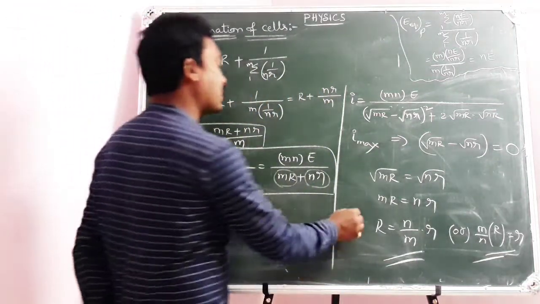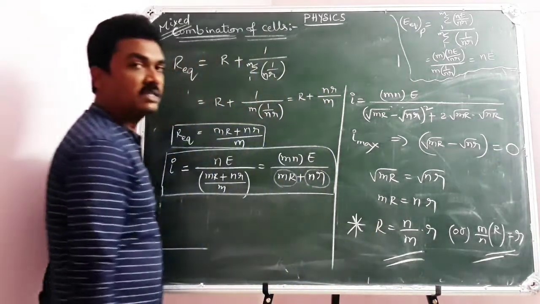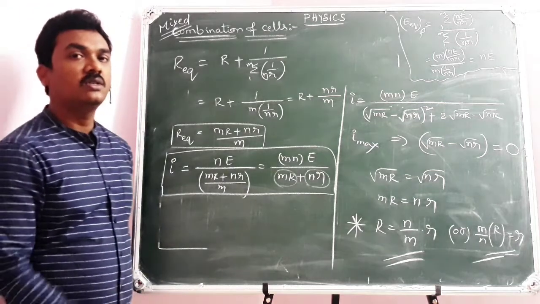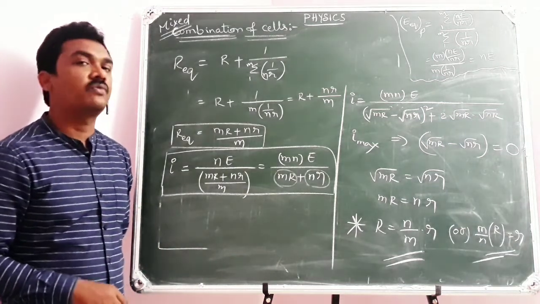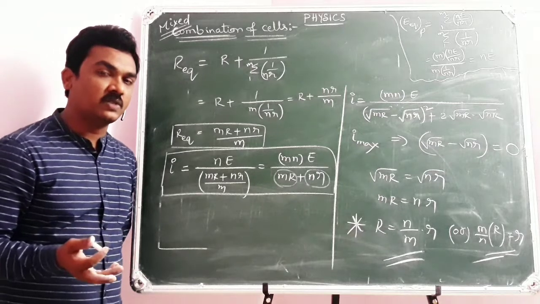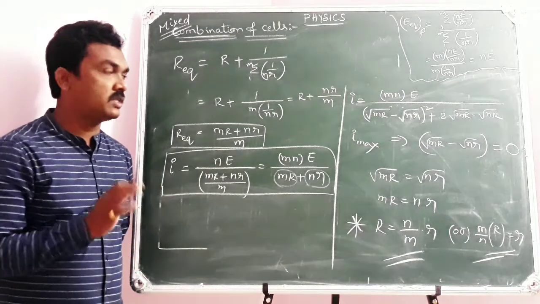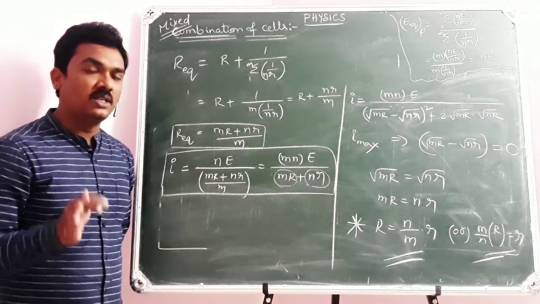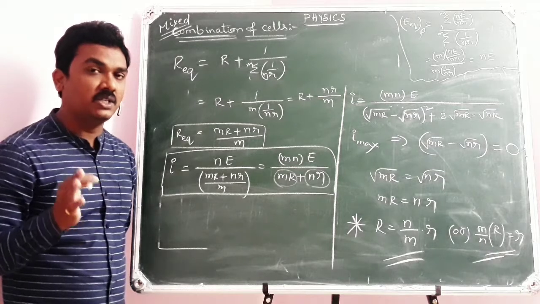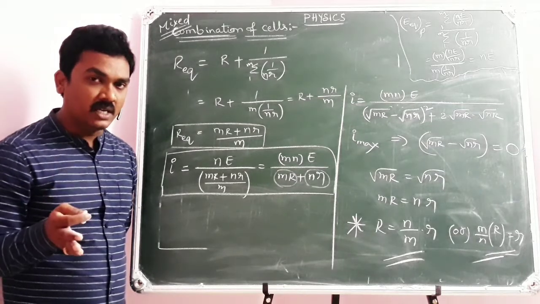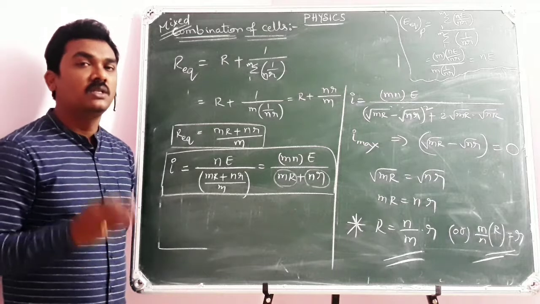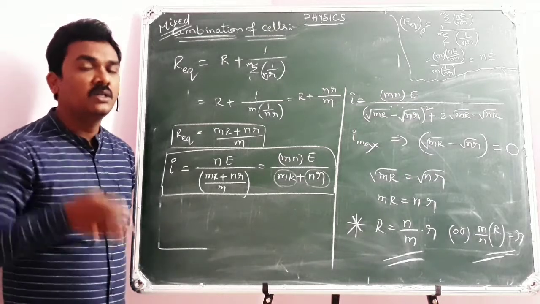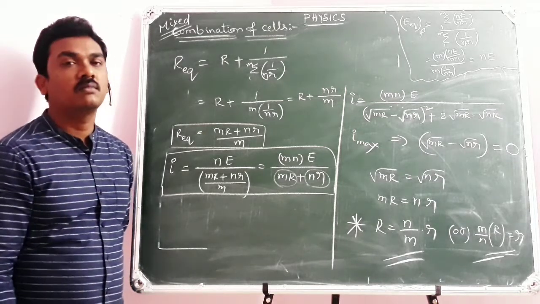In that way, under this condition, we can have maximum current in the electric circuit when we are going for a mixed combination of cells. Of course, we have taken identical cells to explain the mixed grouping of cells. So what you have learned in today's class is all about the combination of cells, equivalent EMF and equivalent resistance, and the circuit current equations. Series combination, parallel combination, mixed grouping of cells.